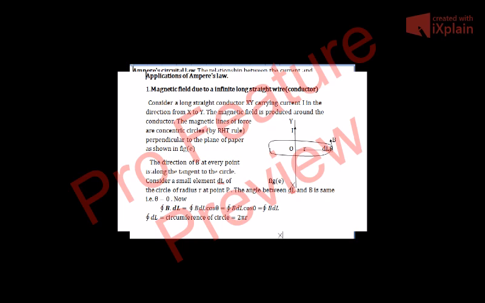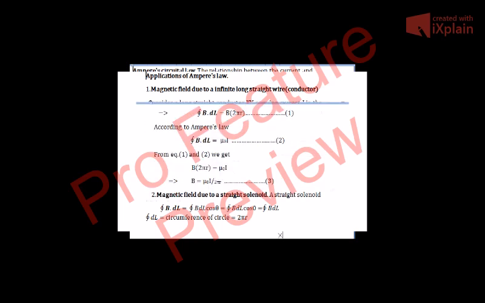Now B dot dl is equal to B dl cos theta, which is equal to B dl cos 0, which is equal to B dl. Where again dl is the total length of this circular field line, that is the circumference of the circle here. So it is 2 pi r. So B dl is equal to B 2 pi r. Let us denote this equation by equation 1.